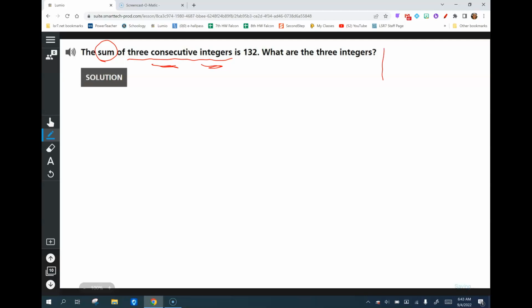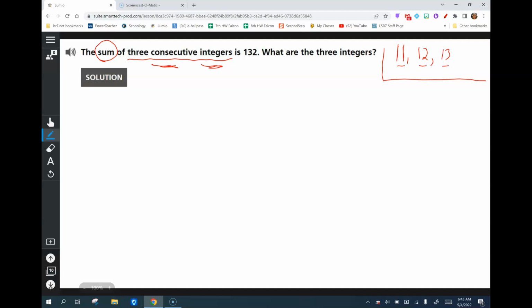Let's take an example. If I have a number, let's say 11, and I want 3 consecutive. If 11 is my first integer, what would be my second integer? Right, 12. Because consecutive just means one right after the other. So if 12 is my second one, what is my third one? 13. Now I just arbitrarily pick numbers here, okay?